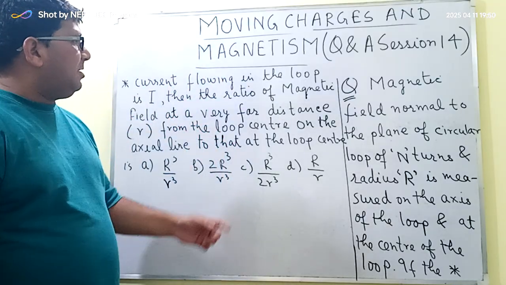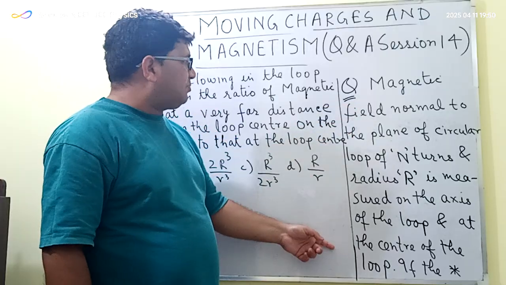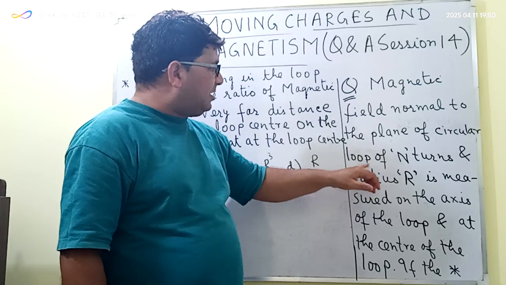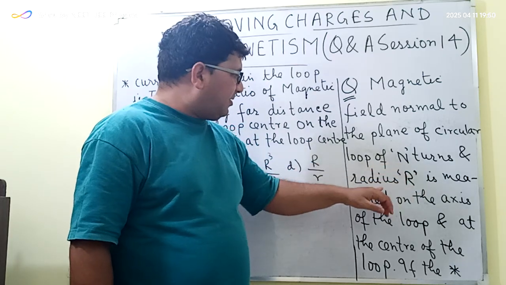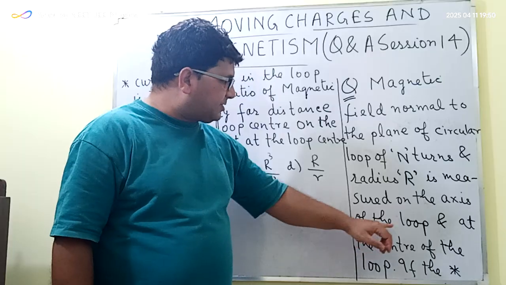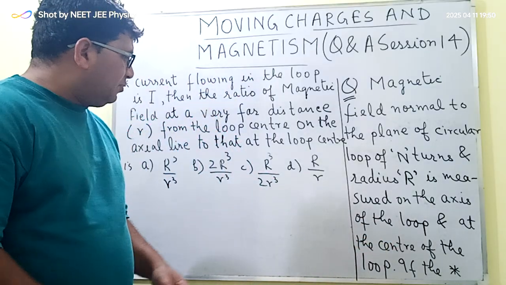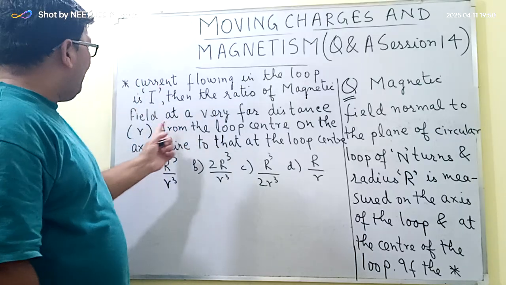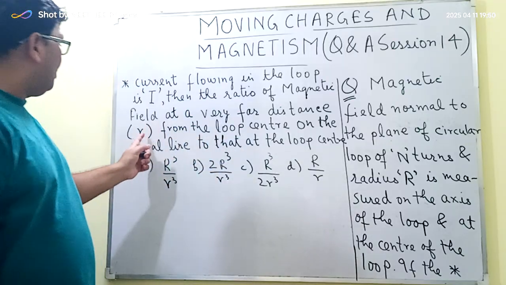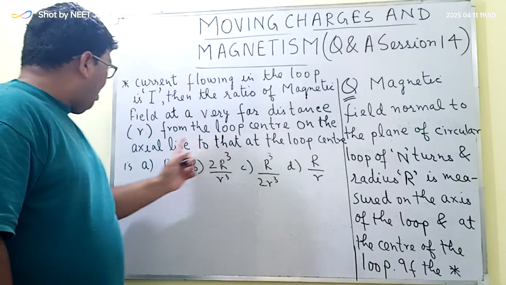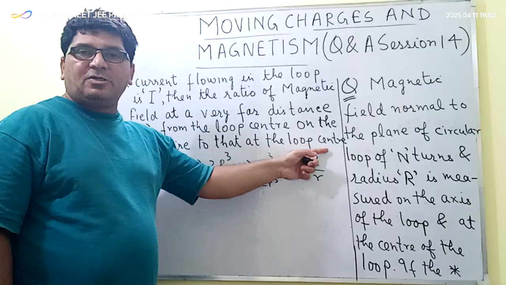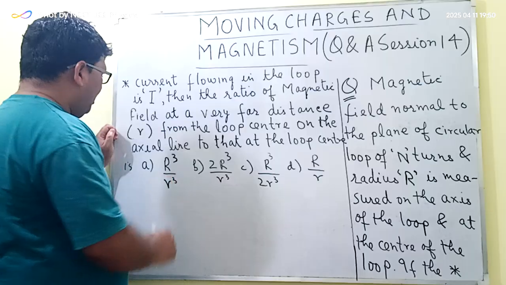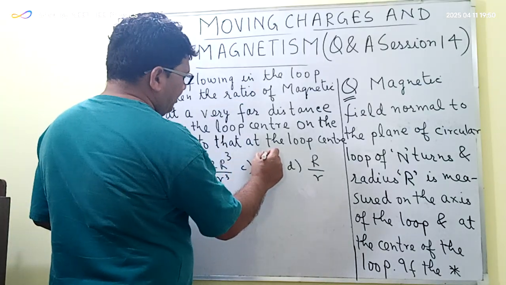So the question for this session is written here on this board, and the question is: the magnetic field normal to the plane of a circular loop consisting of N turns and radius capital R is measured on the axis of the loop and at the center of the loop. So if the current flowing in the loop is I, then the ratio of magnetic field at a very far distance, which is equal to r, from the loop center on the axial line to that at the center of the loop is. So there are four options, and we have to find the correct option.